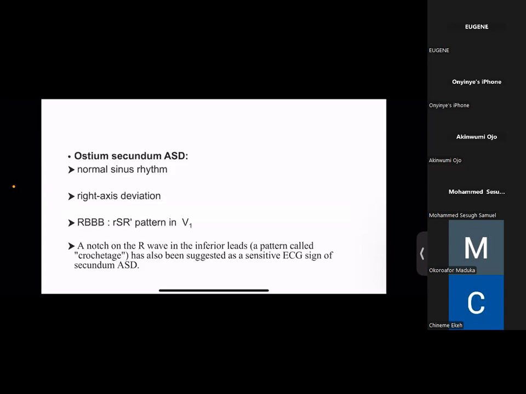For the ostium secundum ASDs, there is also a right axis deviation. A right bundle branch pattern is seen, and it's usually a normal sinus rhythm. A notch on the R wave in the inferior leads is usually seen in the ECG of ostium secundum, and this pattern is known as the crochetage.